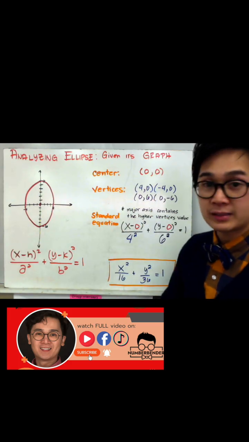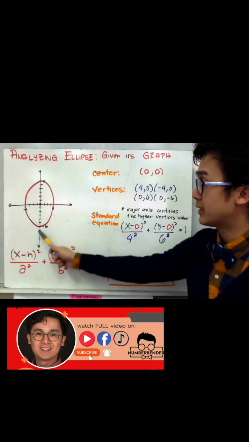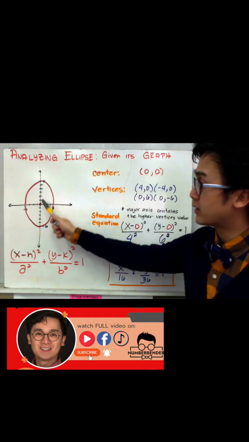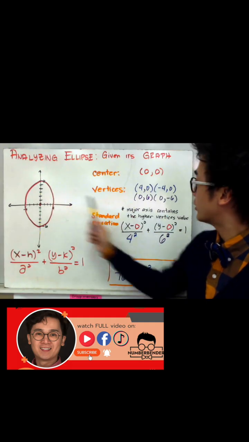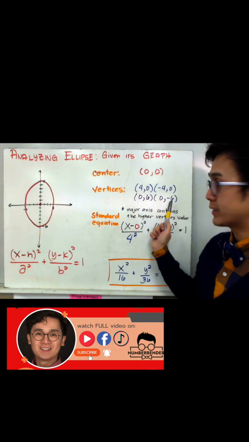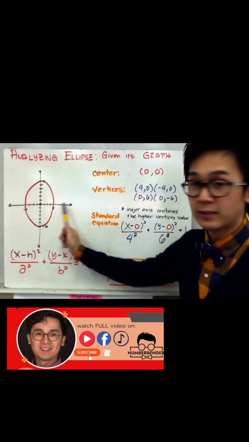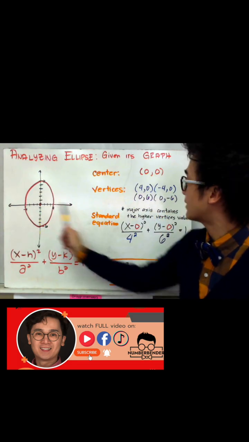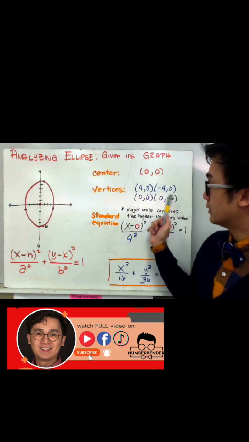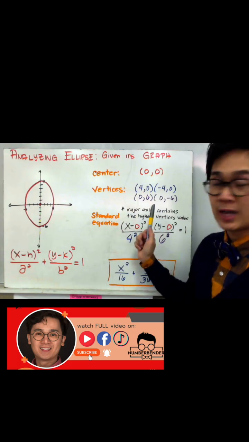Now we have vertices. The first set will be the vertices along the major axis, which is on the y-axis because it has the longer side. So we have (0, 6) and (0, -6). And our vertices along the minor axis, which is along the x-axis, are going to be (4, 0) and (-4, 0). And these are the vertices that we are going to be using later on in our problem.